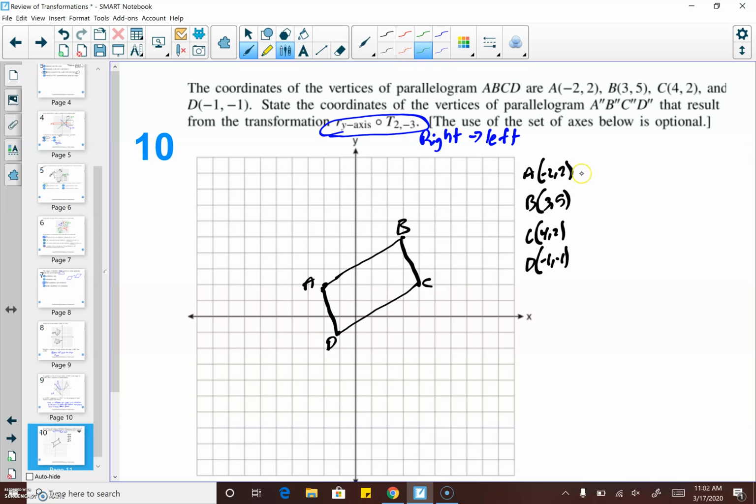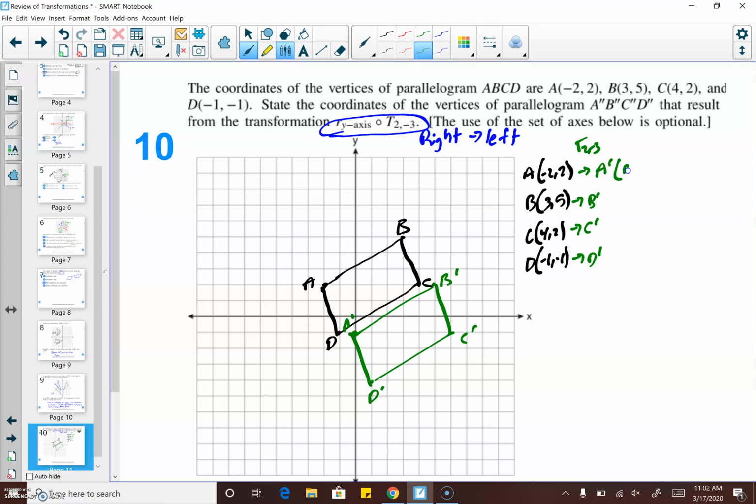So if we're going to work from right to left, the next thing that we're going to end up with here is A prime, and we're going to end up doing the translation of 2, -3 first. So that's going to give us that we're going to go right 2 and down 3. So right 2, down 3, for each point. So there's A prime, B prime, C prime, and D prime.